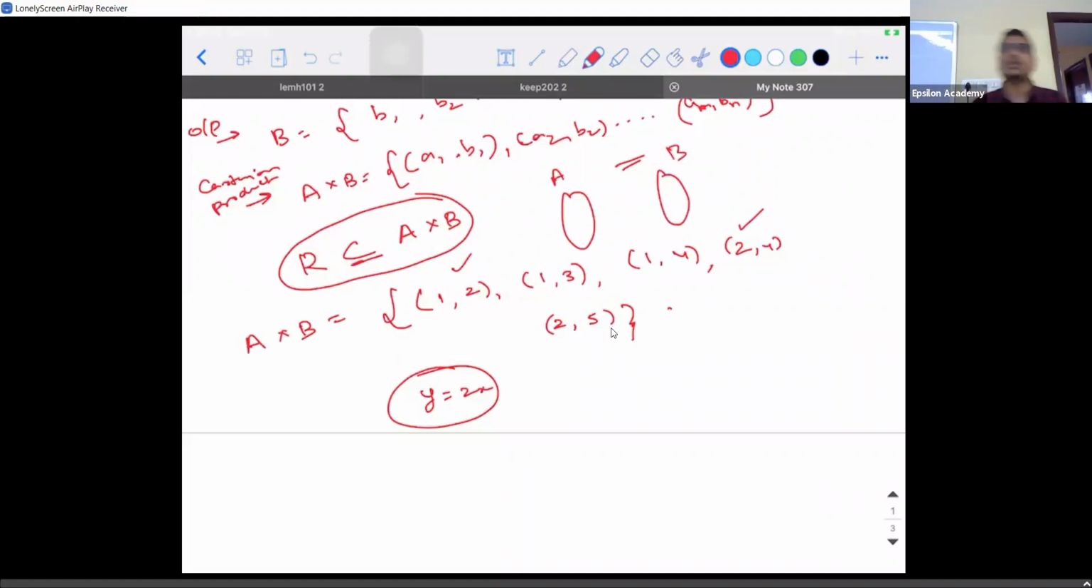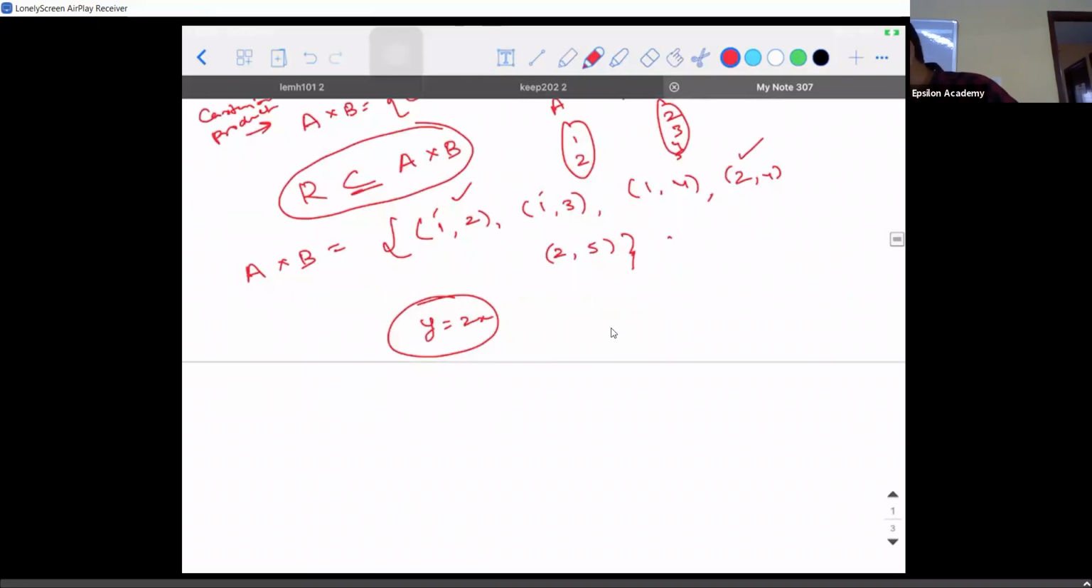Using the reverse operation, can you tell which set is A? What is set A and what is set B? Tell me. Set A consists of 1 and 2 because those are all the input elements. What are all the output elements you are able to see? 2, 3 and 4. 5 is also there. So these are all the output elements. So set B contains 4 elements and set A contains 2 elements. Right?